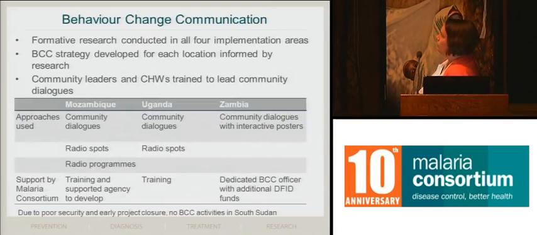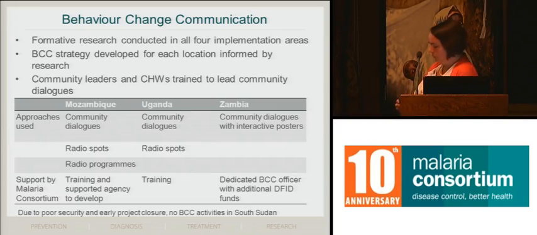Behaviour change communication, which I've mentioned, is quite important. Just to say how we did it, we started by doing formative research in all of the countries, just to understand the context and to use that information to develop a BCC strategy that was context specific and more relevant to the communities. The main tool or approach that we used in all of the countries was community dialogue.